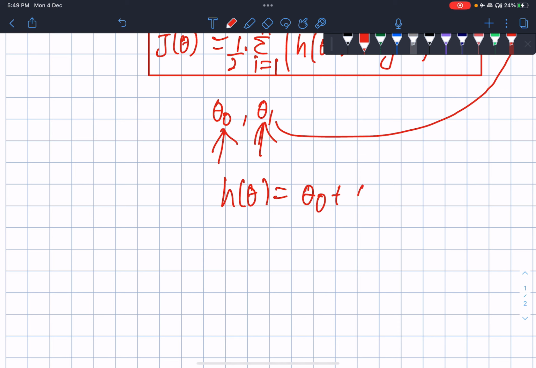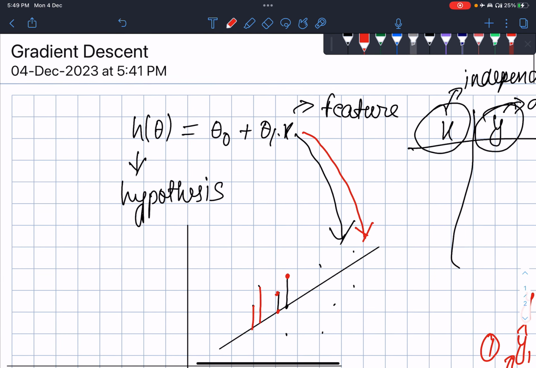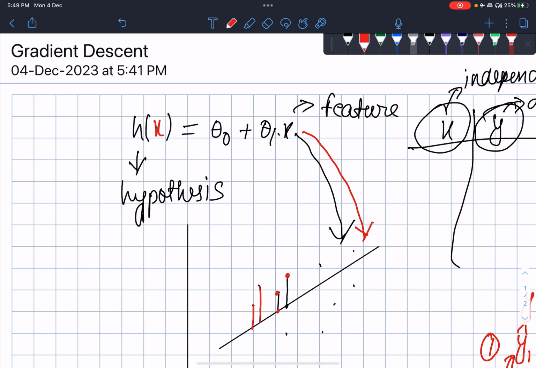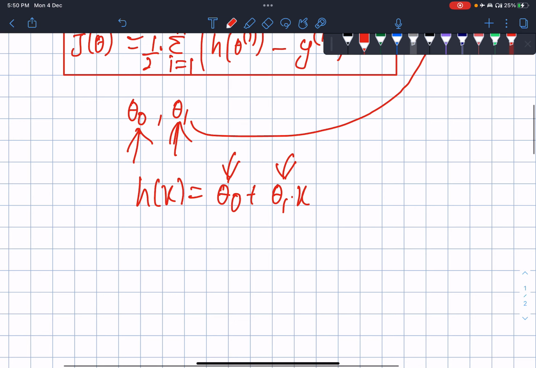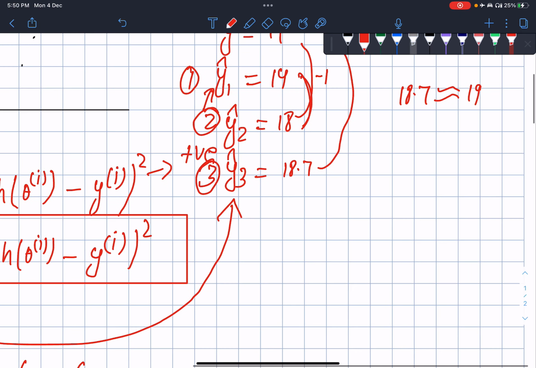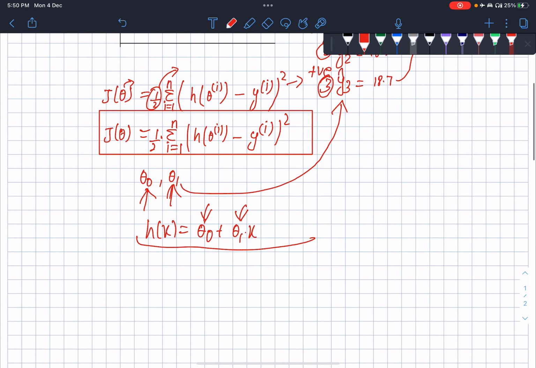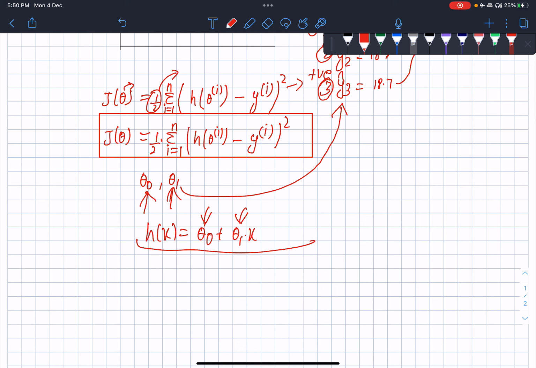We had theta 1 into x. So we put some value on the theta. This is x, sorry, I messed up, this was the x for which we put a value and we got some result. Now we don't know for which value of theta we got 18.7. So now this is the function, we got 18.7. Now we will see how we get these thetas.